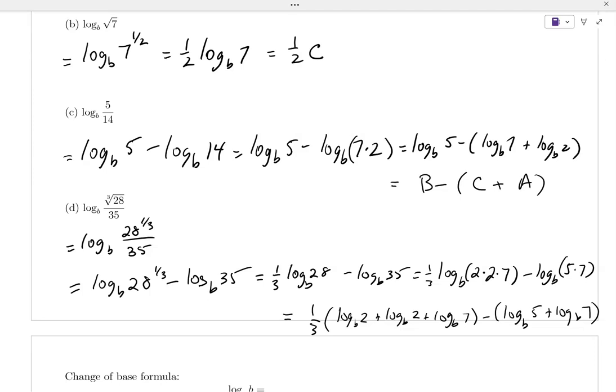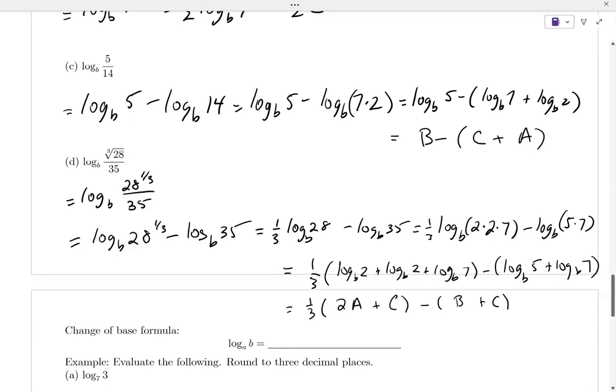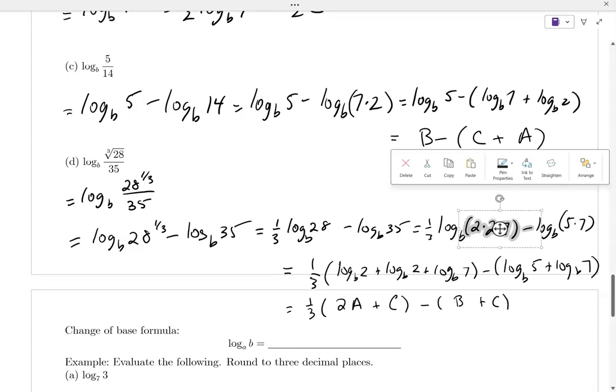And now everything can get replaced at this point, right? Log base B of 2 is A, and there's 2 of them. So I can write that as 2A, because it's going to be A plus A. Right? Log base B of 7 is C. Log base B of 5 is B. And then I could simplify this a little bit if I distribute and combine, but that works just fine with what we have. You can distribute the 1/3 through, distribute the minus sign through, and combine your like terms if you want.